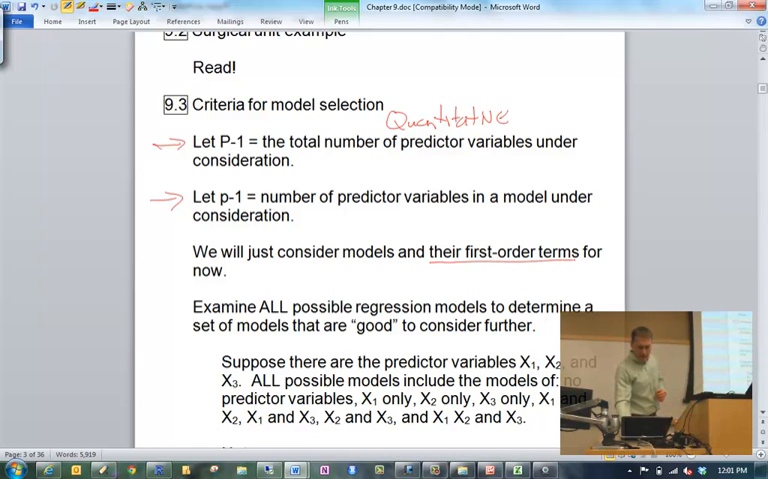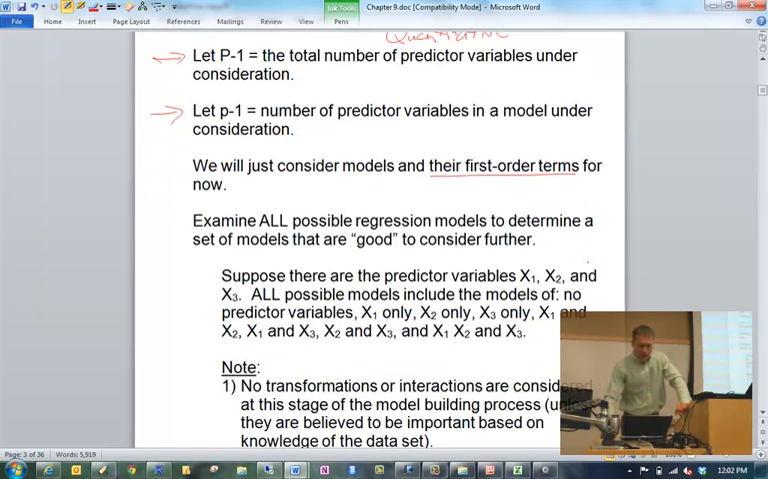Also, typically at this stage, one only considers models that have just first order terms, meaning x1, x2, x3, not x1 times x2, no interactions, not x1 squared. We're just going to consider first order terms. I'll tell you what you can do if there was an interaction or maybe a quadratic term that you wanted to consider at this stage too.